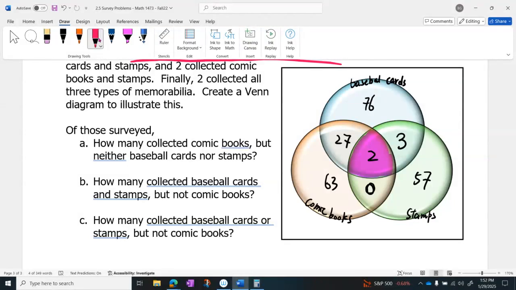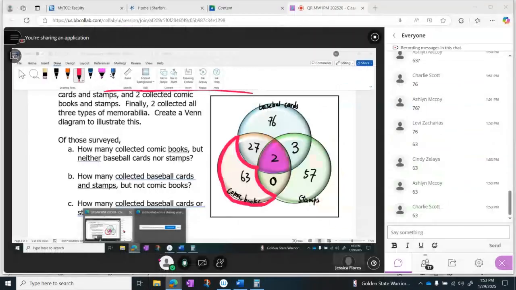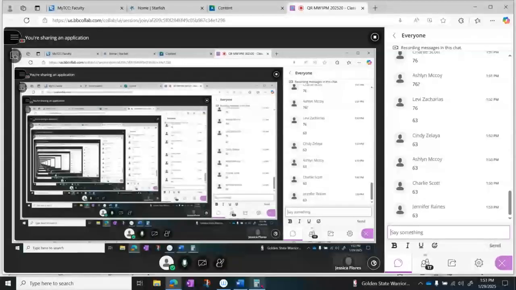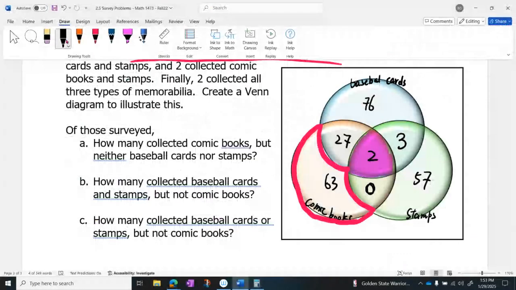You need to not guess. You need to use your pencil to find the region first. Collected comic books, but not the other two, right? How many collected comic books, but neither baseball cards nor stamps? And the region I'm highlighting right now, yeah, perfect. You guys are great. 63. Based on the numbers we got earlier, we can easily answer the question, right? That's part A.